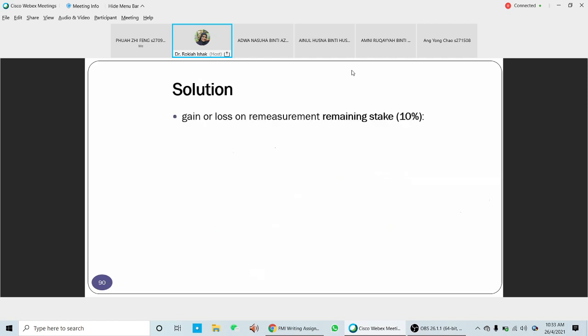So the same thing that we need to do here is to calculate both. When you have a disposal, we need to calculate both a gain on remeasurement and a disposal gain. The remeasurement gain is for the remaining stake. The disposal gain is for the stake that you dispose. The remaining stake here is 10%, the disposal is 70%. So we calculate the remaining stake first, 10%.